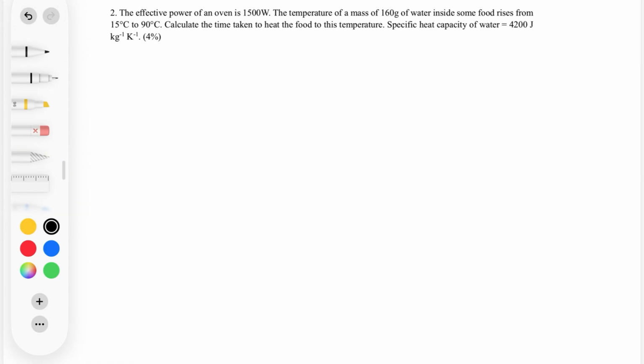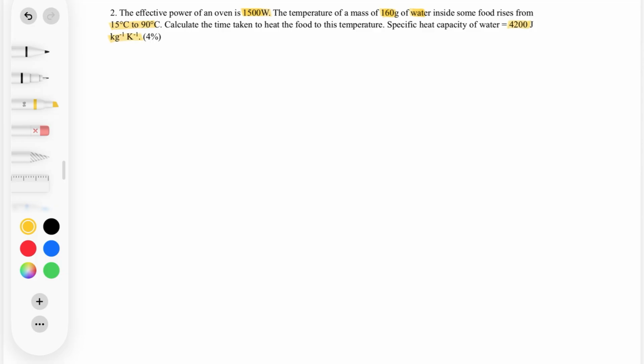The next question talks about an oven with an effective power of 1500 watt. The mass is 160, which again is water. The temperature of some food rises from 15 degrees Celsius to 90 degrees Celsius. Calculate the time taken for the heating.